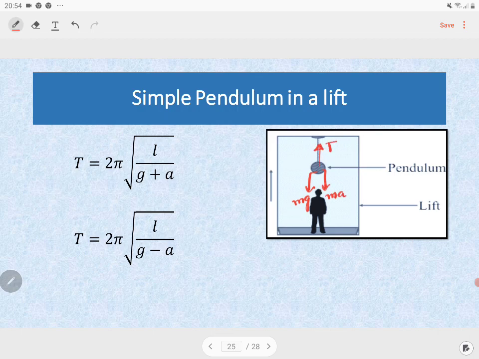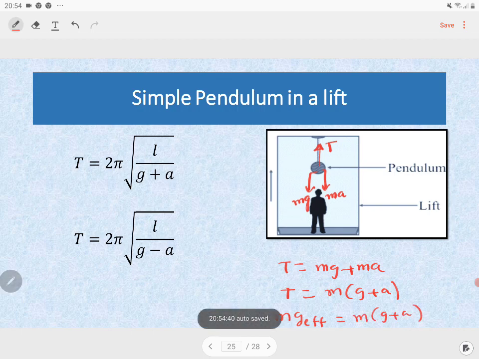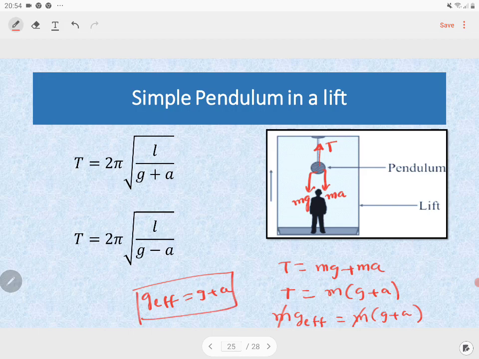So now tension T is equal to mg plus ma. So tension T is equal to m into (g plus a). So tension T is equal to mg effective. In all these problems, you find the tension in the equilibrium position and equate the tension to mg effective, so m into (g plus a). So now m will be cancelled here. You will get g effective is equal to g plus a when the lift is accelerating upward.